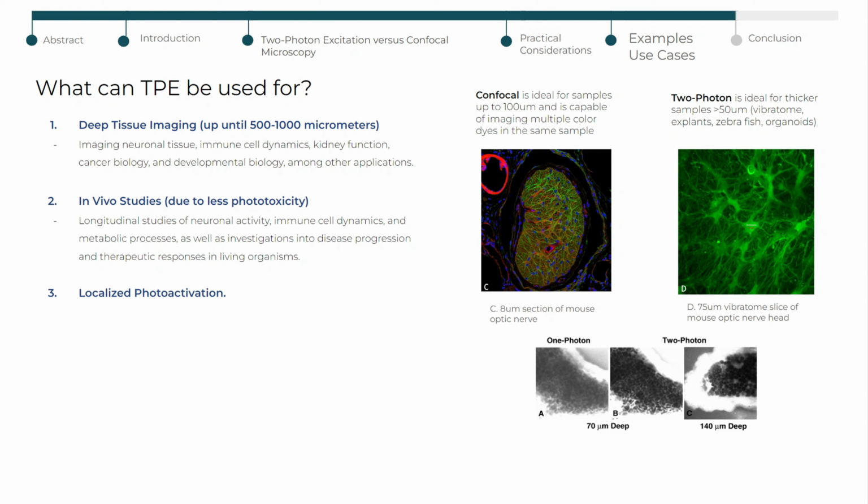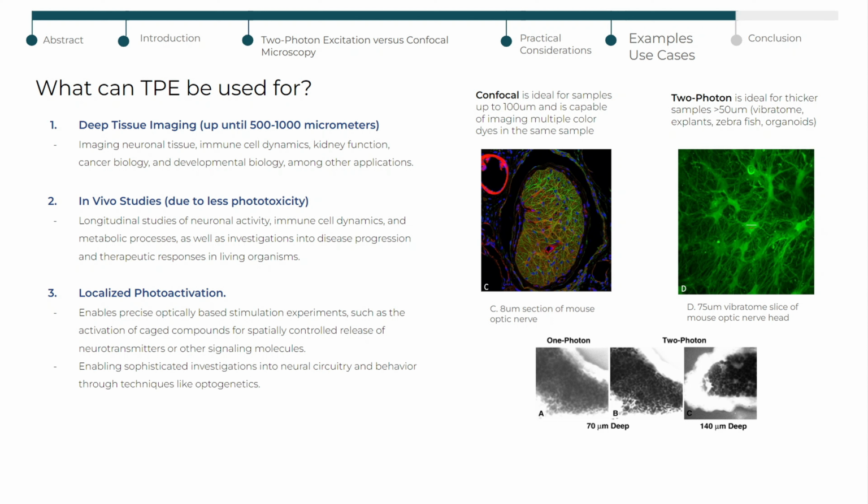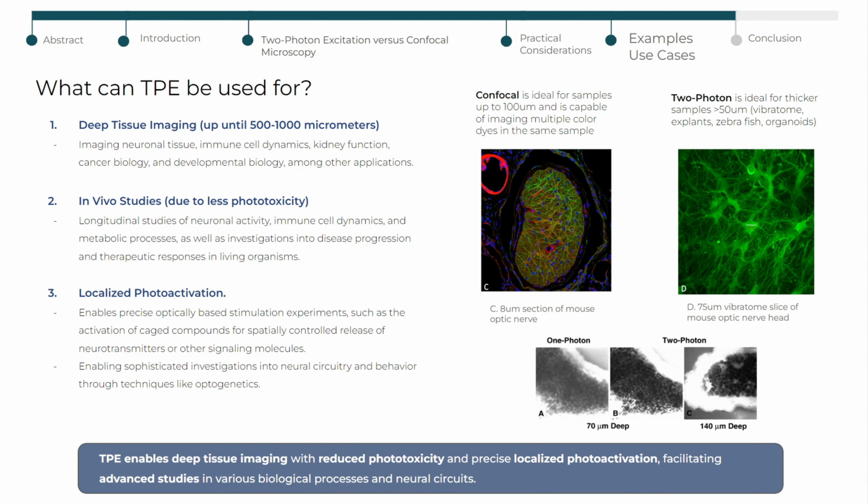It also enables precise optically based stimulation experiments, such as the activation of caged compounds for spatially controlled release of neurotransmitters or other signaling molecules, allowing sophisticated investigations into neural circuitry and behavior through techniques like optogenetics. So to summarize, TPE enables deep tissue imaging with reduced phototoxicity and precise localized photoactivation, facilitating advanced studies in various biological processes and neural circuits.